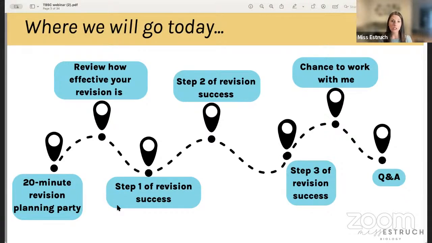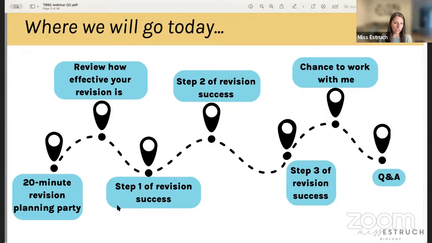After that, we're going to do a quick audit or review of how effective your revision is currently. Because a lot of you have said you thought you did good revision or you did the revision, but the test didn't go very well. So that's going to be really important for you to do that step, reviewing how effective your current revision is.